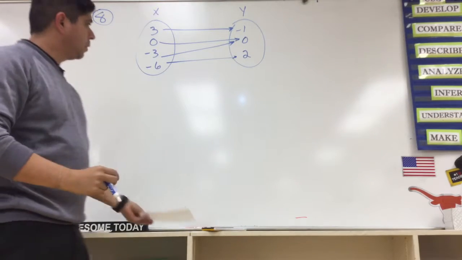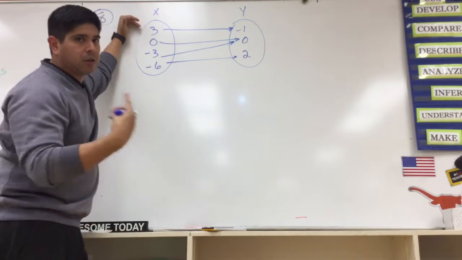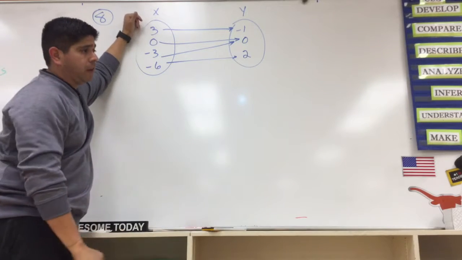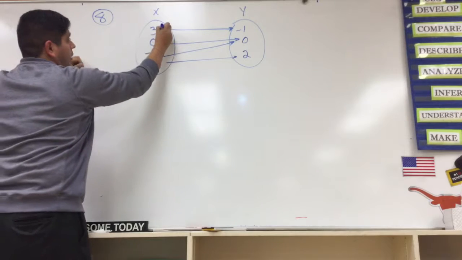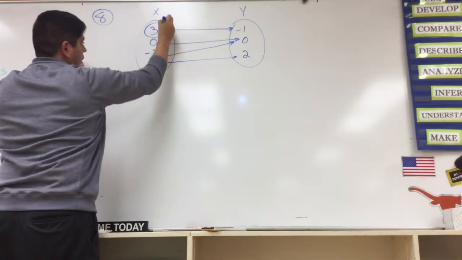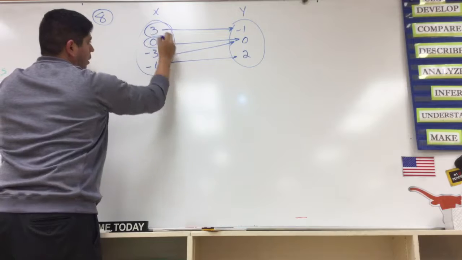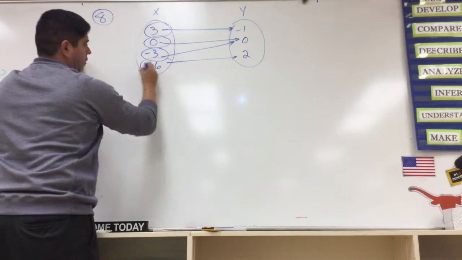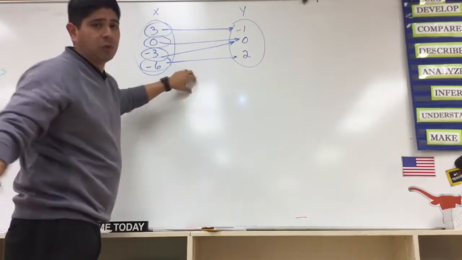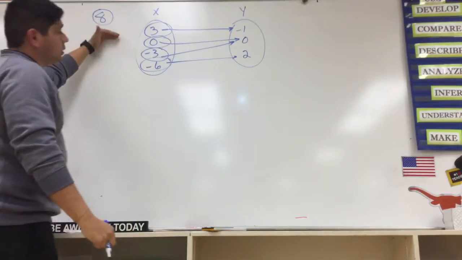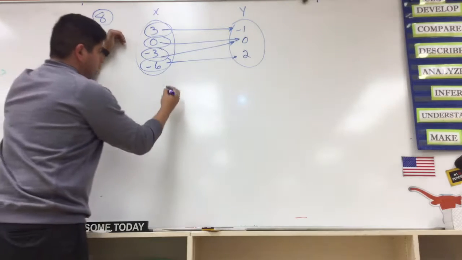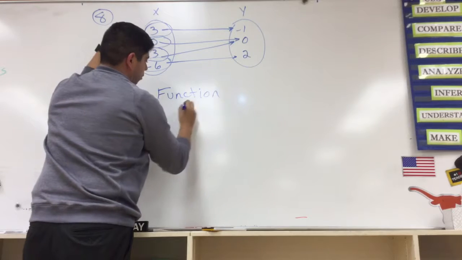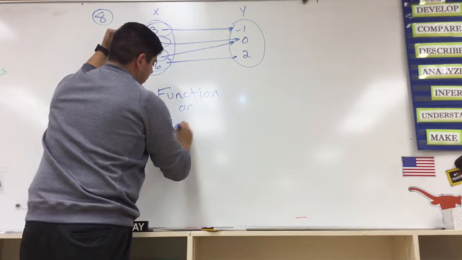Remember, to be a function, every x value can only match up with one y value. One y value, that's it. So if I look here, 3 only has one y value, 0 only has one y value, -3 only has one y value, and -6 only has one y value. So in the case of this mapping diagram on number 8, this is a function. Or if you put yes, that's okay too.